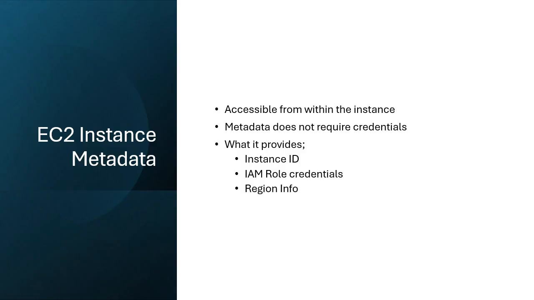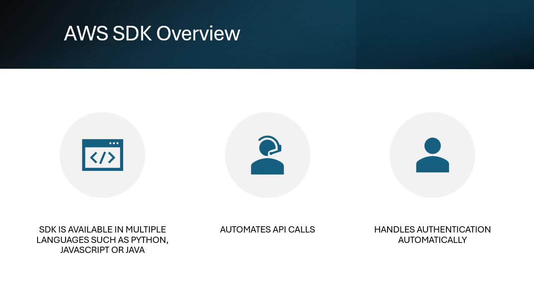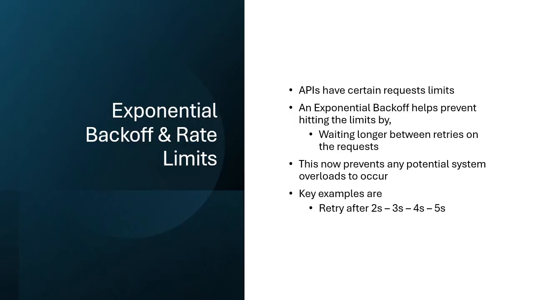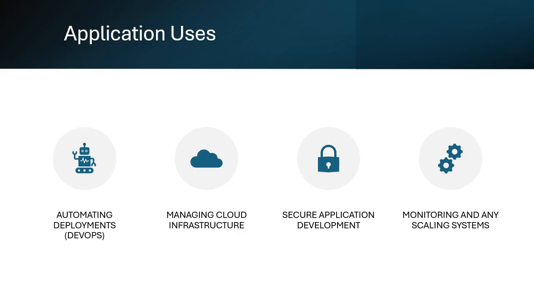And then we have the instance metadata, which is just how to get some information on the instance ID, some role credentials, and region info, alongside a quick overview of the AWS SDK, which automates API calls, the credential provider chain, and then what order they go and what exactly are the pros of using these. And then also the exponential backoff and rate limits, which are extremely useful, especially if you're doing automated API calls. So now on the next slide, we have application uses.